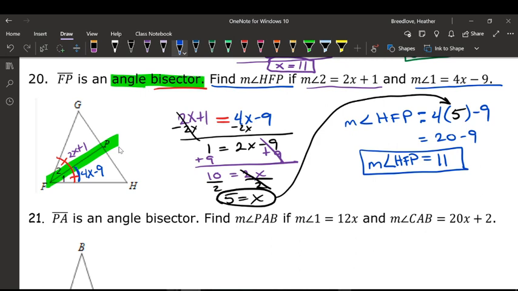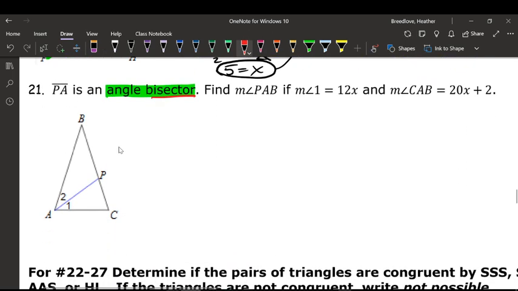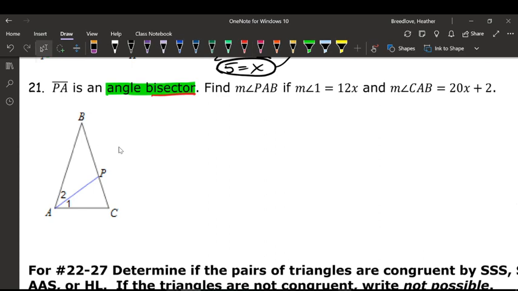All right, so that was an angle bisector. It looks like number 21 also has an angle bisector. Number 21 says that PA is an angle bisector. And I know a bisector means I cut the angle exactly in half. But we don't know if it's going to be exactly the same. Chances are it's probably not exactly the same. I might be solving for something different.